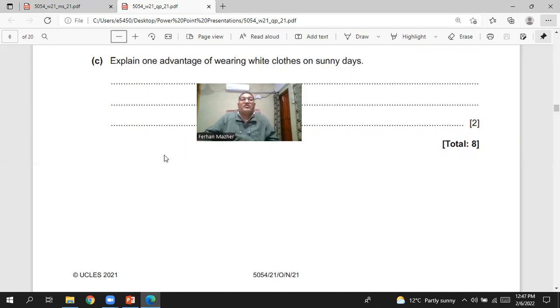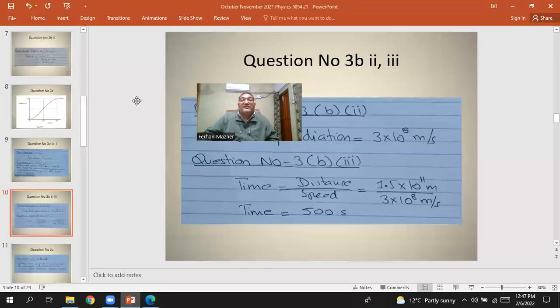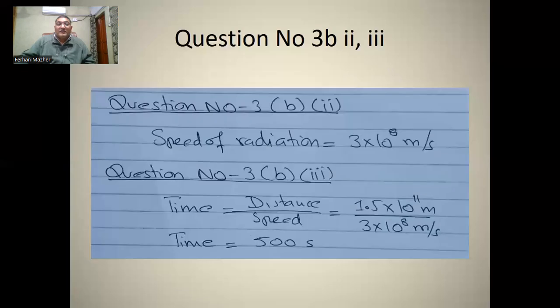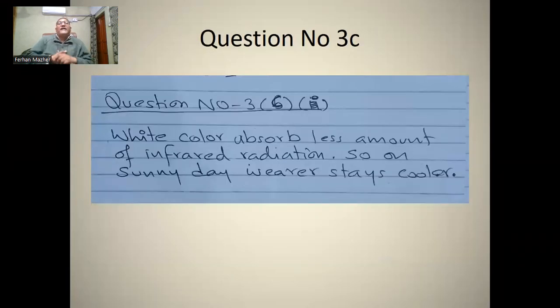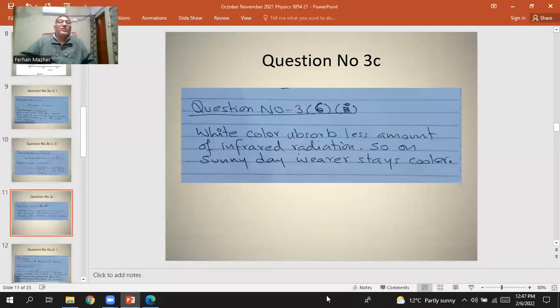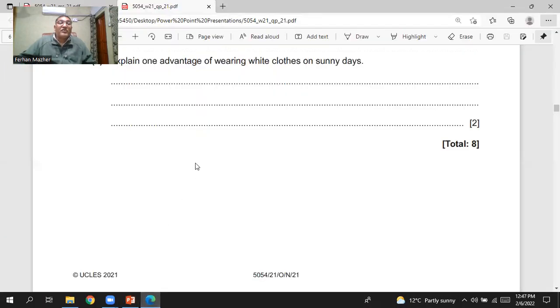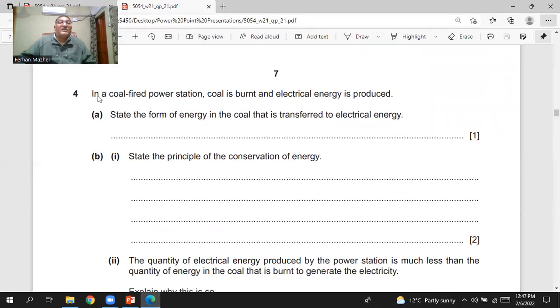Okay, so let's go to my answer. I have written this answer also. The white color absorbs less amount of infrared radiation as compared to other colors. So on a sunny day, the wearer who is wearing those clothes stays cooler. So we are done with question number 3, hopefully. Yeah, we are done with question number 3.